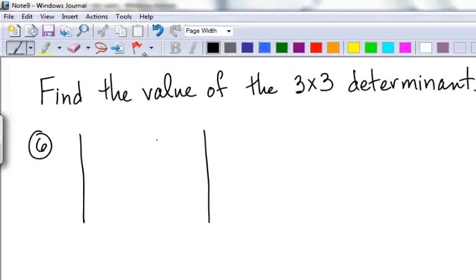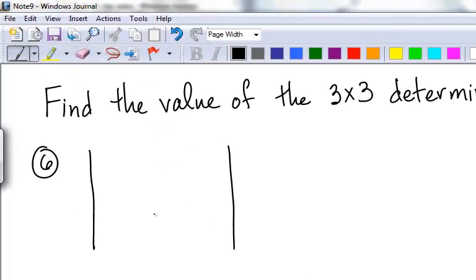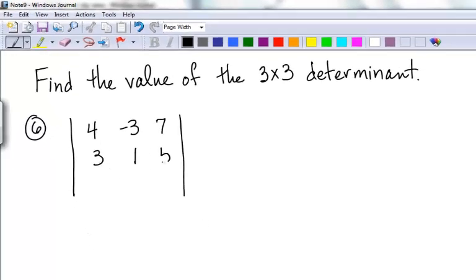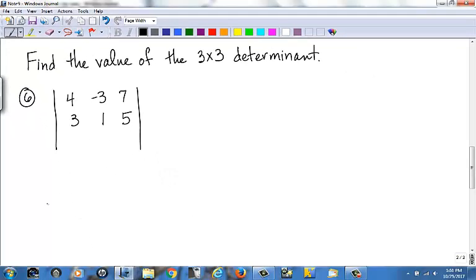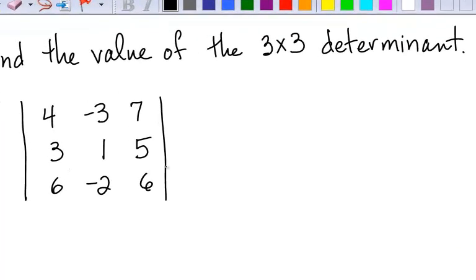Same thing, it's going to be easier if you just listen and write it down as I read it. First row across is 4, negative 3, 7. Second row across is 3, 1, 5. Third row across is 6, negative 2, 6. Okay, double check it. First row is 4, negative 3, 7. Second row is 3, 1, 5. Third row is 6, negative 2, 6.